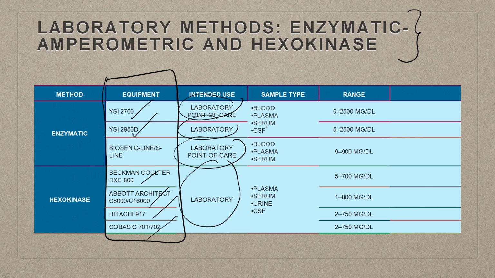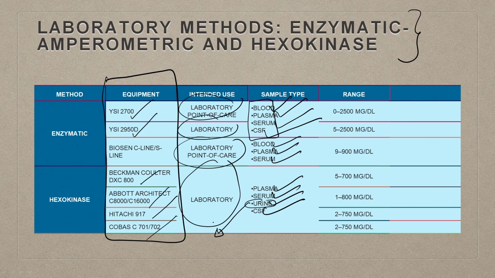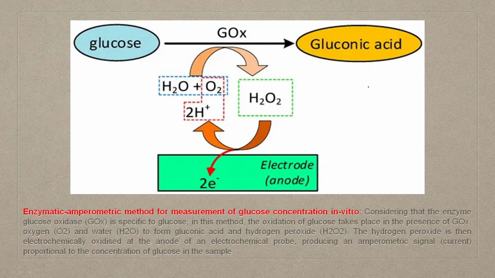And if you look at the samples: blood, plasma, serum, urine, cerebrospinal fluid. Blood, plasma, serum are all invasive, except urine, which the body is excreting out. So, you can work with these, and this is the range we are talking about for all these different kinds of devices, in milligram per deciliter. Okay. So, this is just for your general knowledge about the kind of instruments we have.